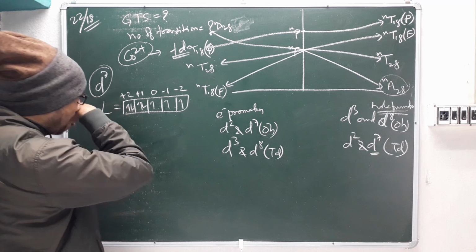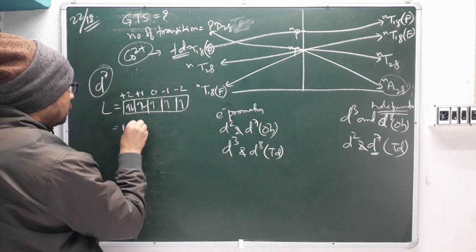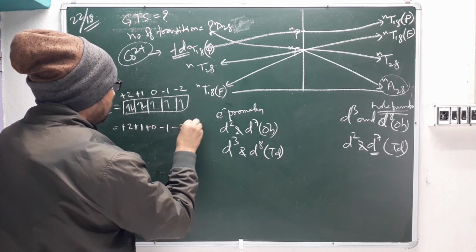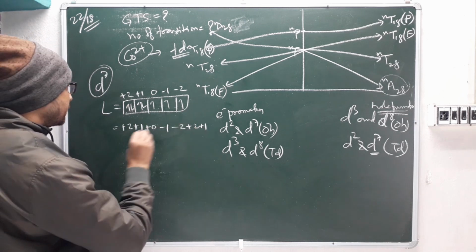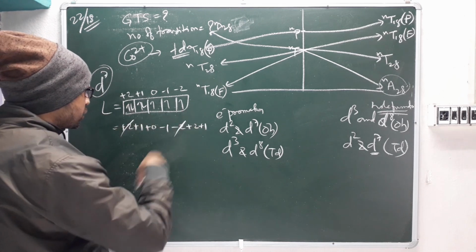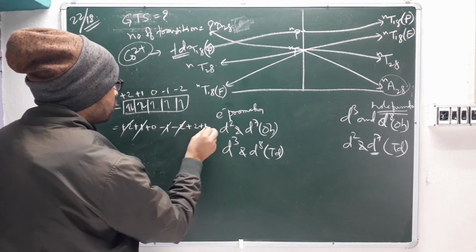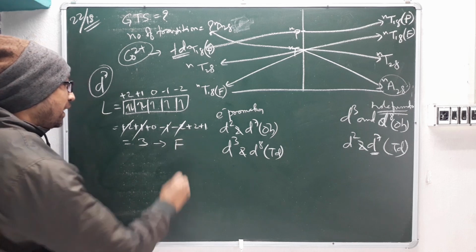Now for the L value, how are you going to calculate? The entire thing you just add. So plus 2, plus 1, plus 0, minus 1, minus 2, plus 2, plus 1. So these many electrons are there. Just calculate it. Plus 2, minus 2 will get cancelled. Plus 1, minus 1 will get cancelled. So plus 2 and plus 1. How much is it coming? 3. So 3 means it will be F. So we got the F term.